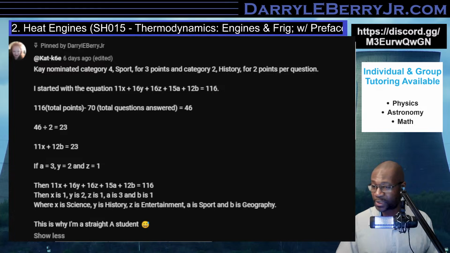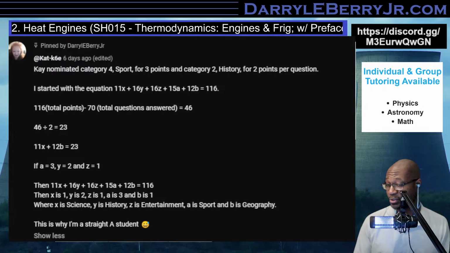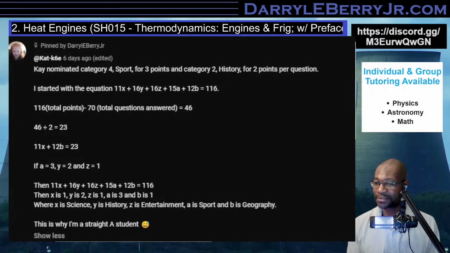So if you go to last week's stream, you'll be able to see a problem that I shared on the screen for mathematician. And there's the working out from Catherine. And there she is in the chat, mathematician. If you have some questions, you can ask. She says K nominated category four, category for 3 points, for category 2 history for 2 points. And the question started with that equation. And those are the workings with a few steps skipped to give you that solution. So thank you for sharing that, Catherine. We appreciate it.